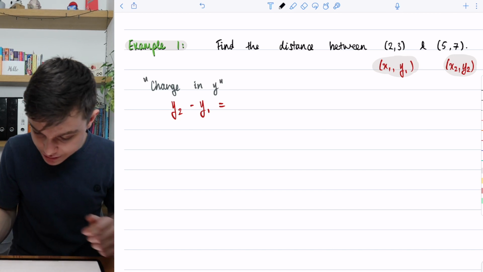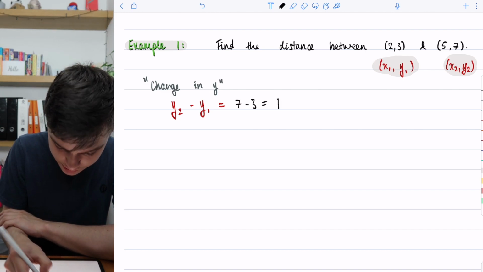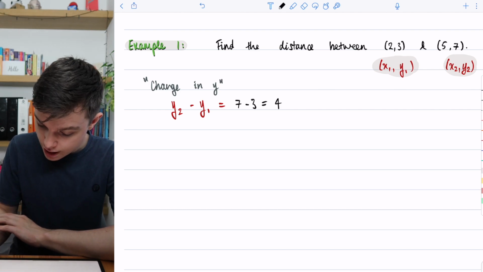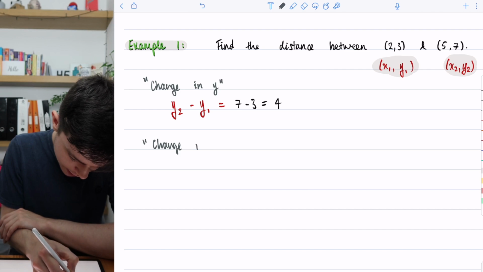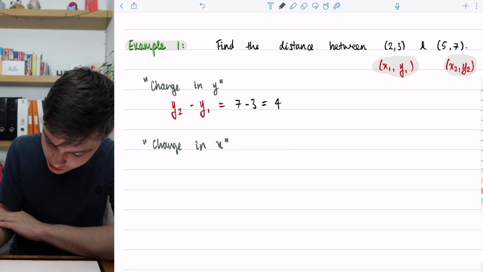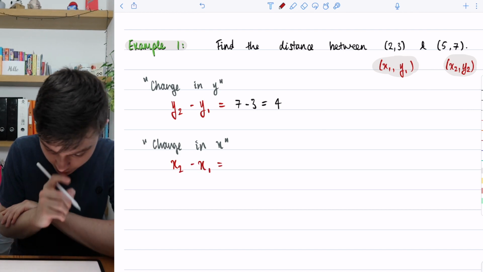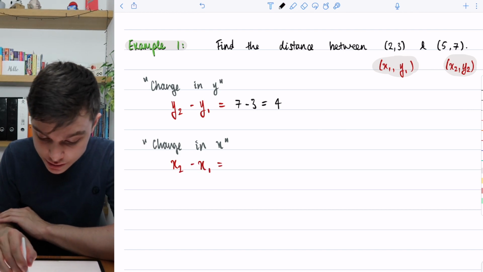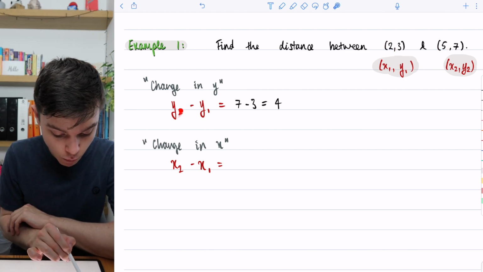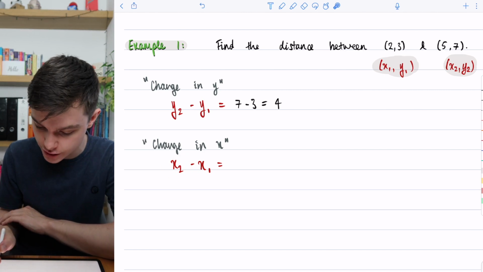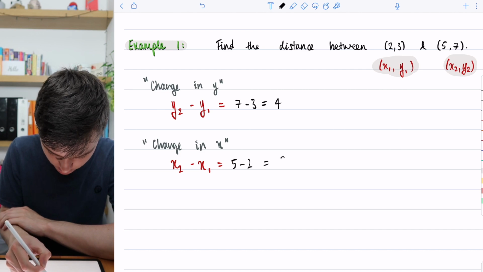And the change in y we can see is going to be 7 minus 3, which is going to be 4. Then we will do the change in x. To work out the change in x, we'll do x2 minus x1. When we do that, we're going to have 5 minus 2, because we were doing y2 first, so we need to do x2 first. 5 minus 2, which is going to be 3.